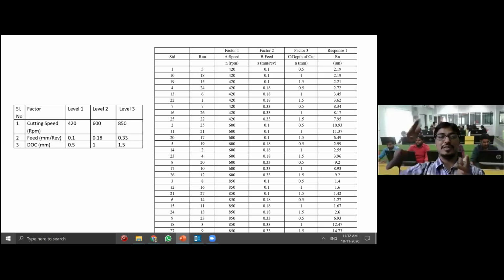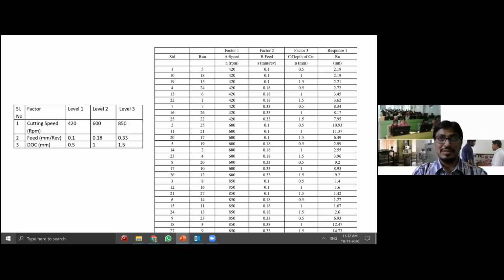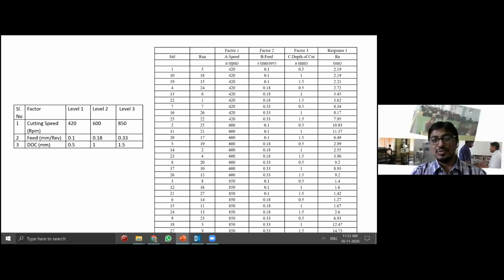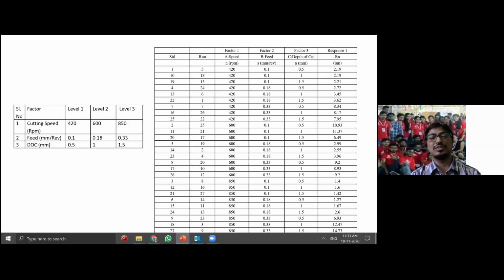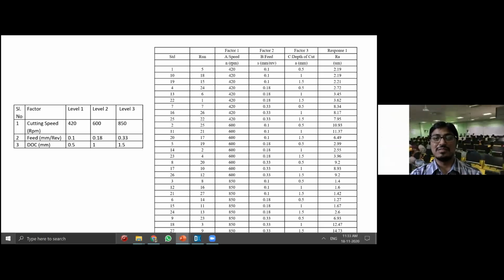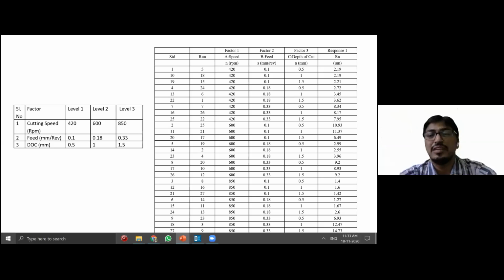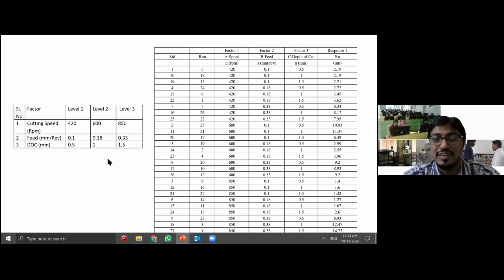Sometimes, yes, it may go up and come down, or somewhere it may go down or go up. I don't know, depending on the response I'm looking at. So when you are doing work for a paper, don't consider 2 levels. It is always recommendable to go for at least 3 levels. That is why this is the most important example for us, where we are going for a 3-level, 3-factor full factorial experiment.